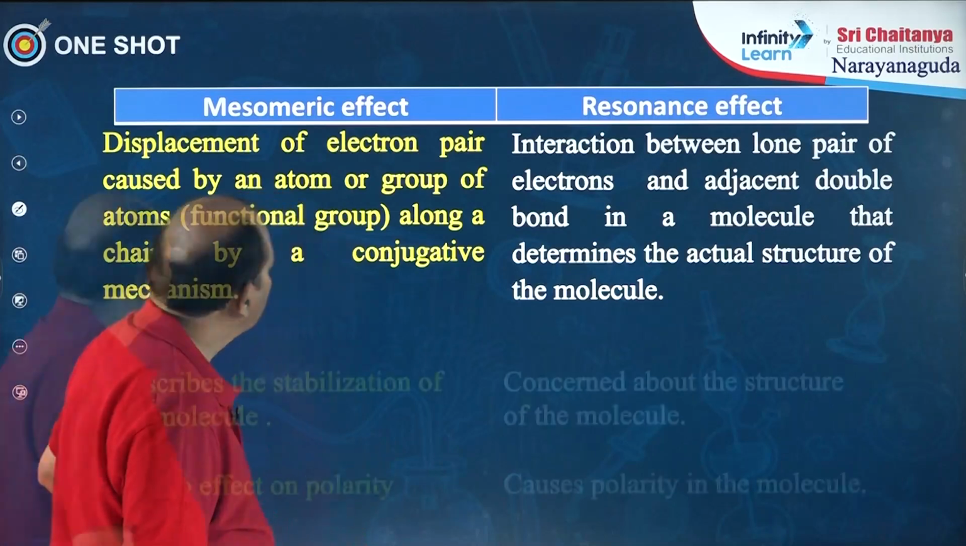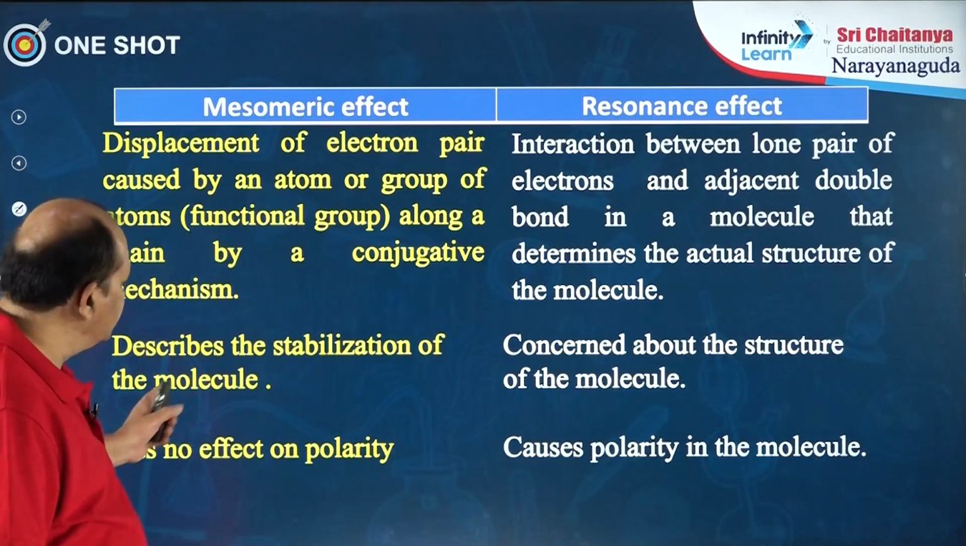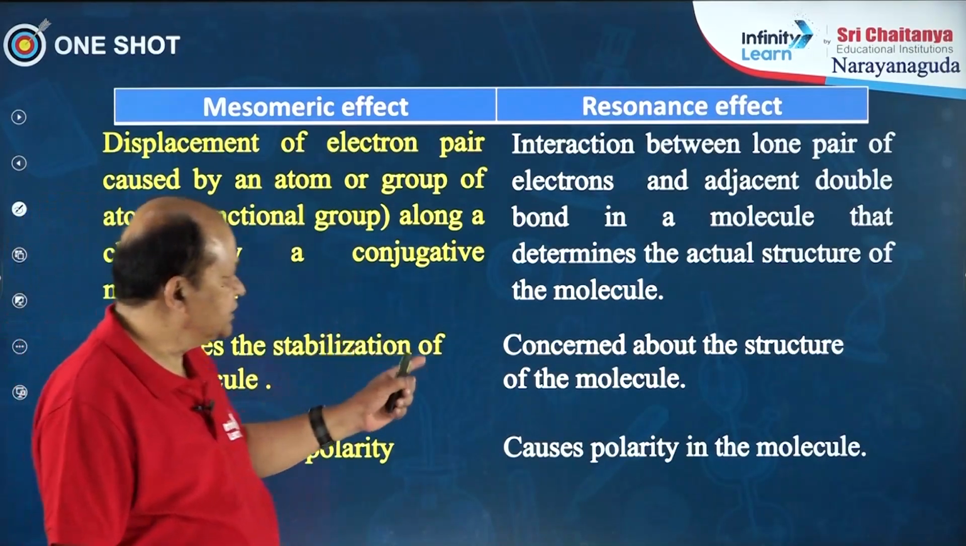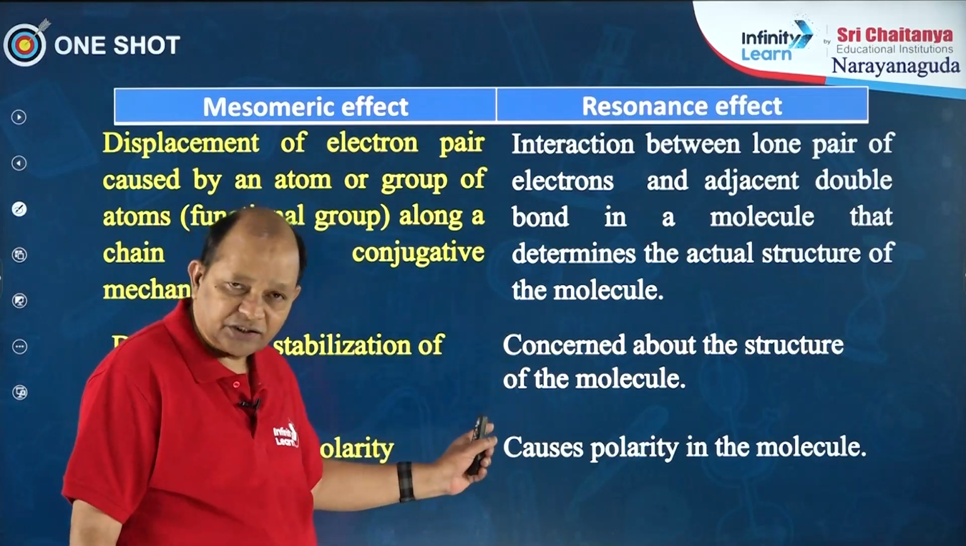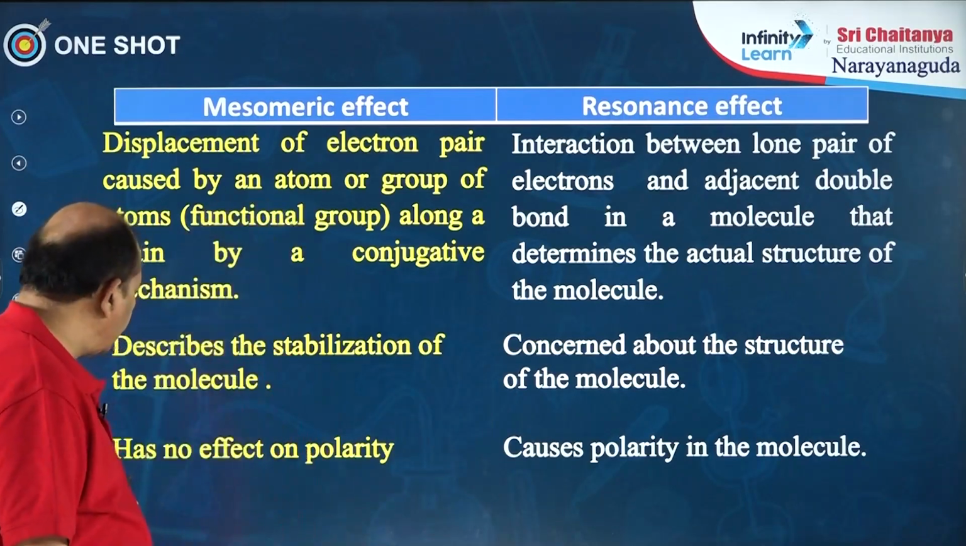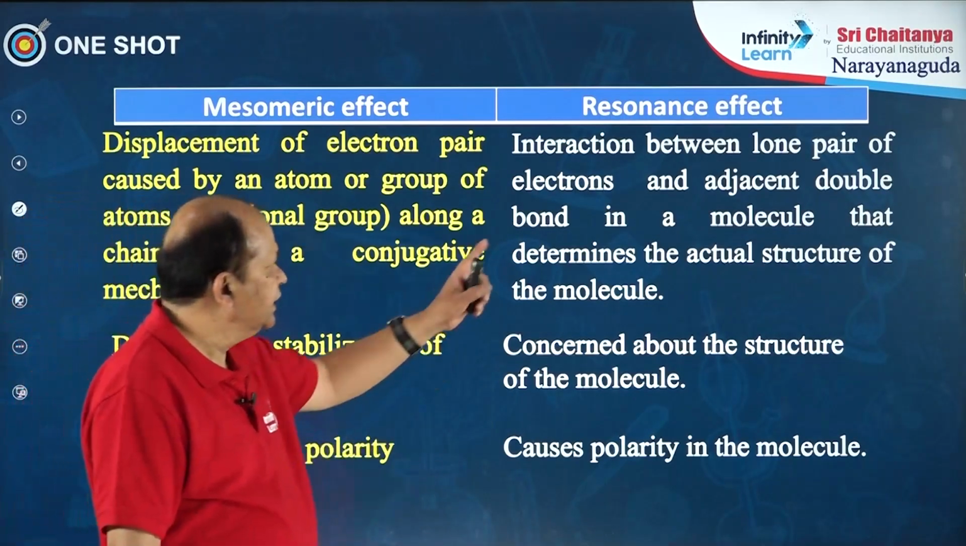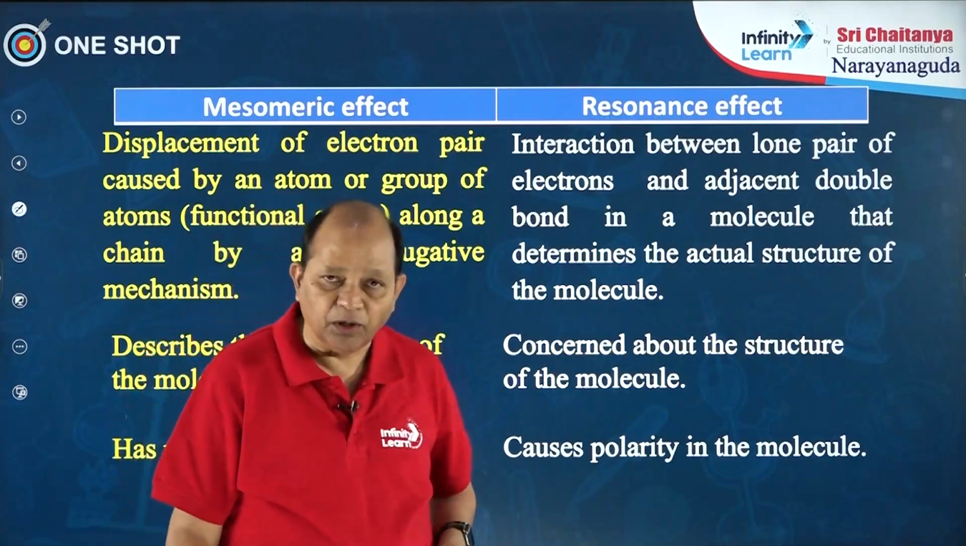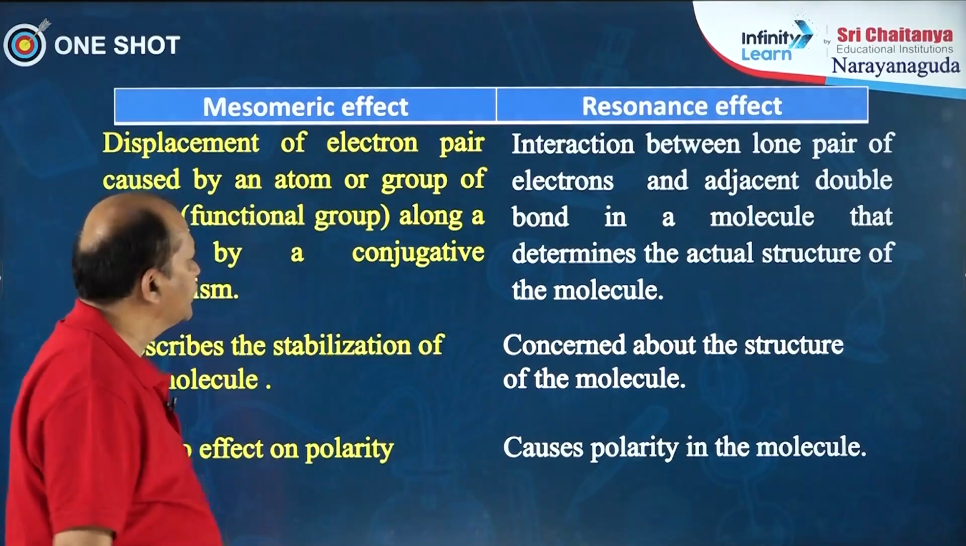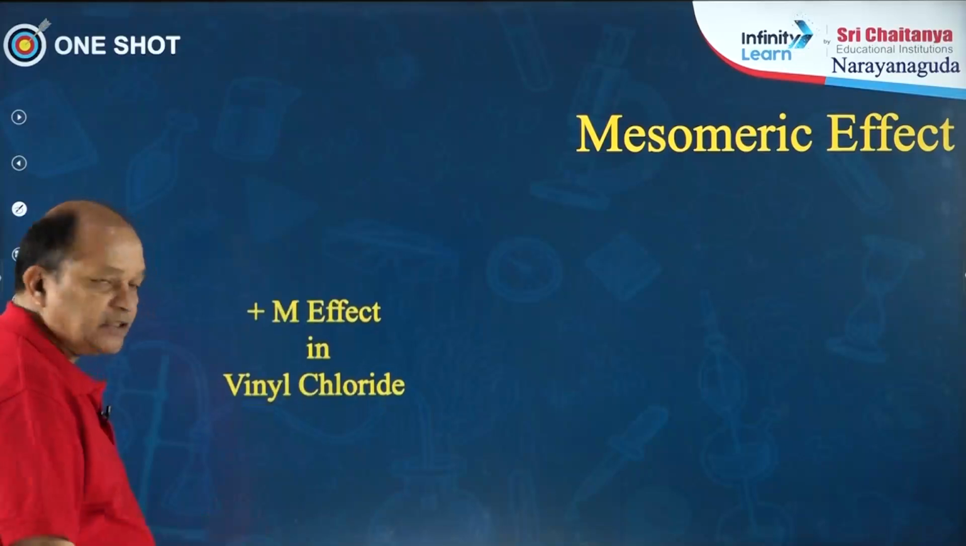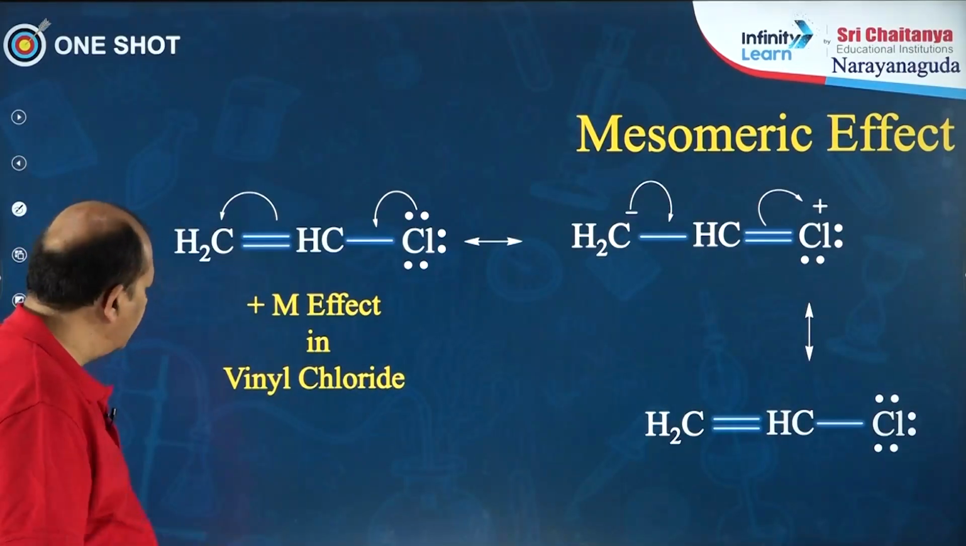Okay. So, mesomeric effect is concerned with the stabilization of the molecule, whereas resonance is related to the structure of the molecule. Mesomeric effect has no effect on polarity, while resonance causes polarity in the molecule. Okay. There are two types of mesomeric effects, one is plus M effect and the other is the minus M effect.